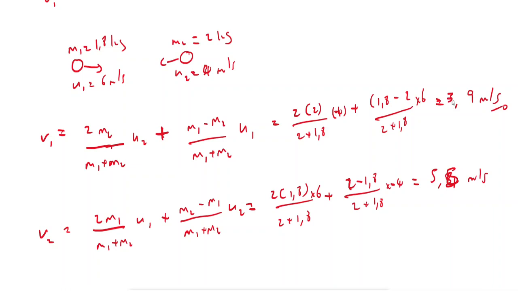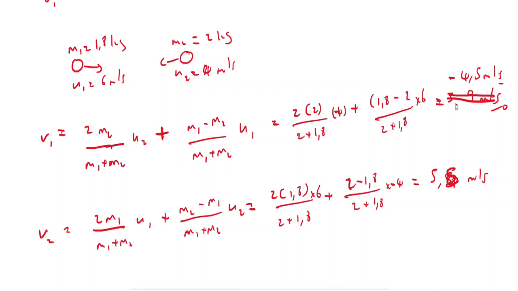Okay, so this one is not going to be this. It's actually going to be minus 4.5 meters per second. All right, so basically V1 is going to go that way, and then V2 is going to change. So basically they change directions afterwards. All right, so this is 4.5, and then this one we got it to be 5.5.